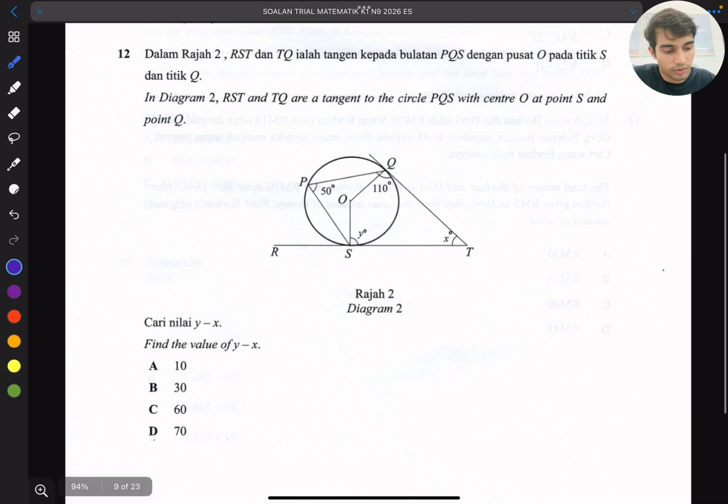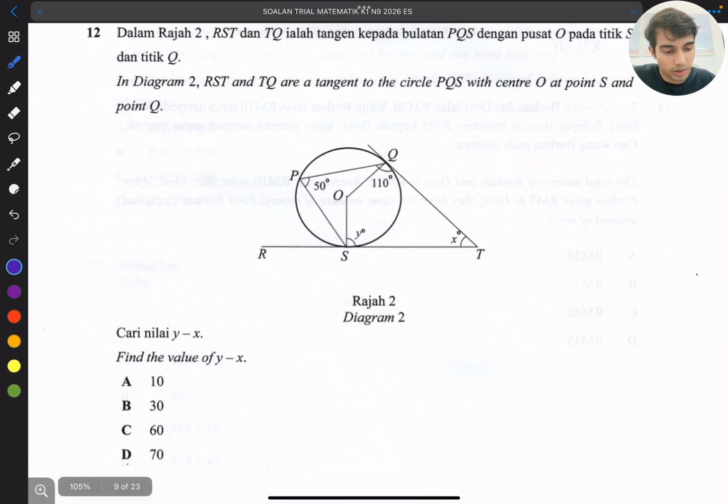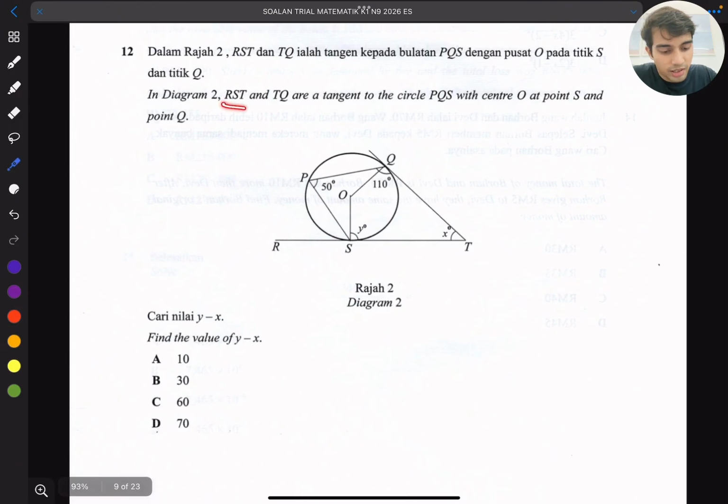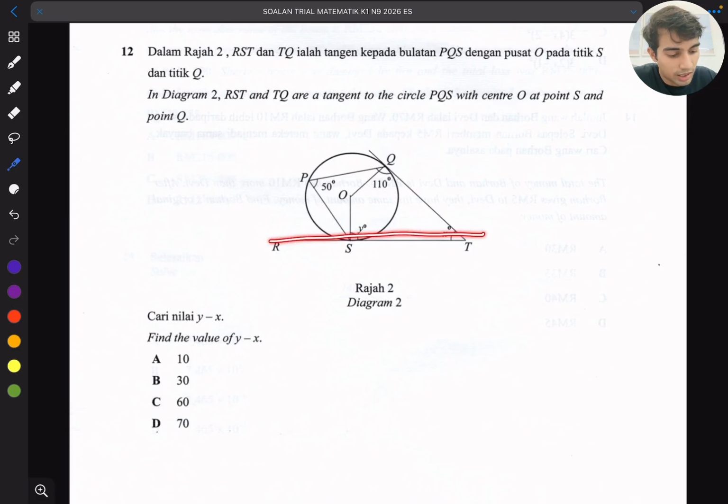Question 12. This one also, a few of my students came and asked me. RST and TQ are tangents to the circle PQS. Okay, so tangent lines means here will be 90, here will be 90. Find the value of y minus x.